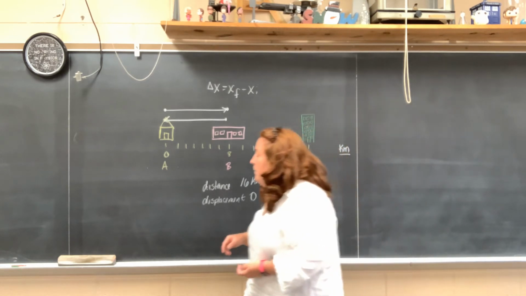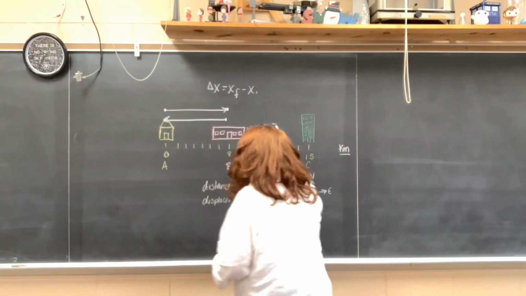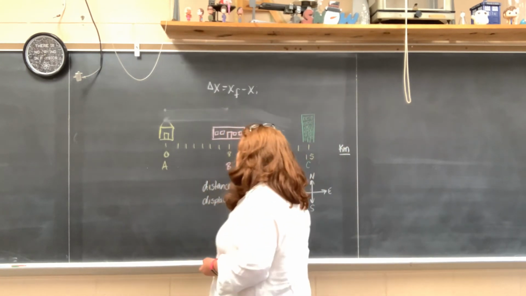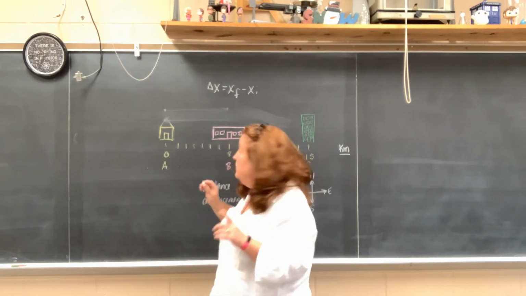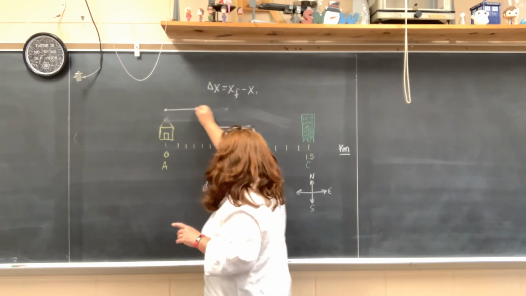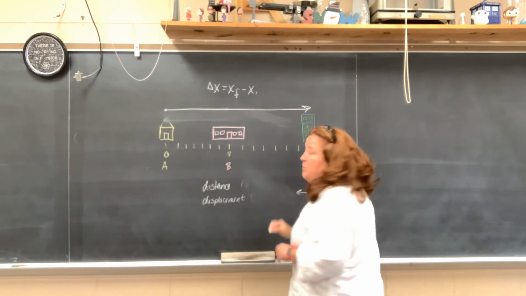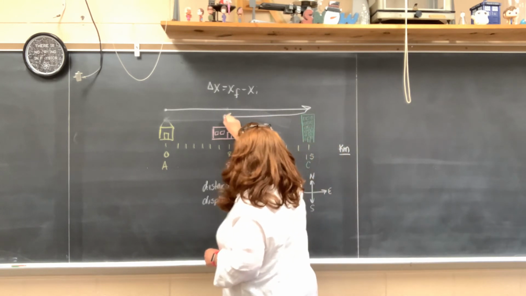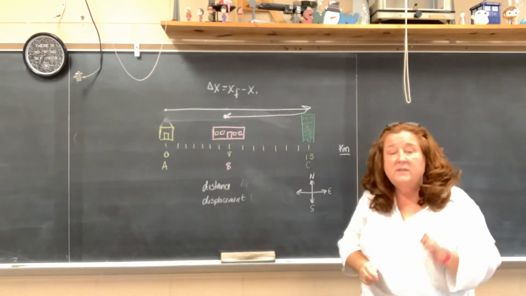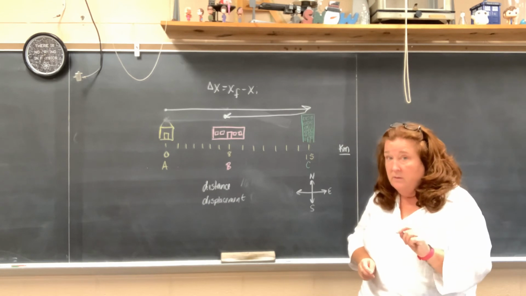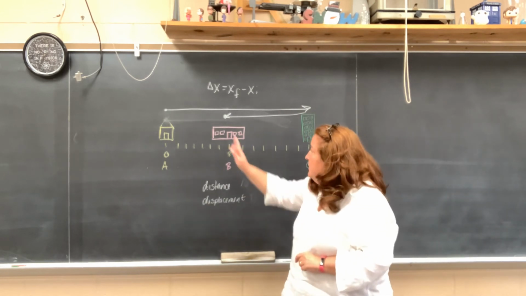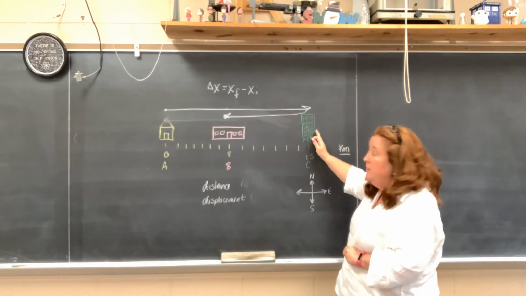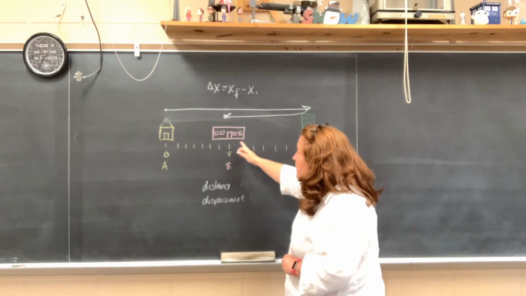We can make this more complicated by saying, let's say we travel from our house at A to the apartment building, and then from the apartment building, we go back and we stop at the mall. Once again, distance and displacement are different. So for the distance, we started at our house, we went 15 kilometers to the apartment building, and then we turned around and went back 8 kilometers to the mall.